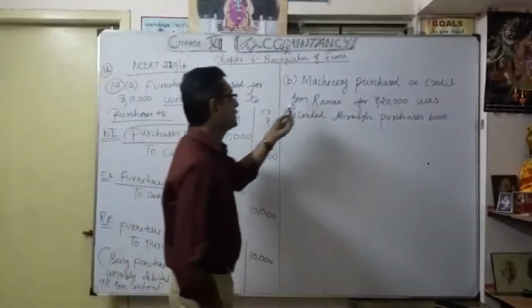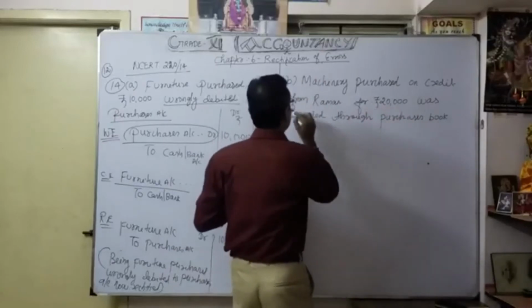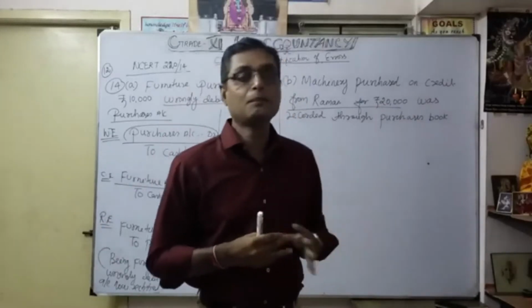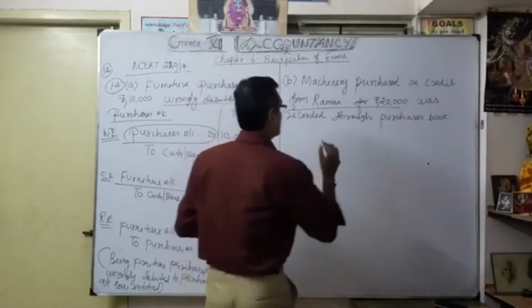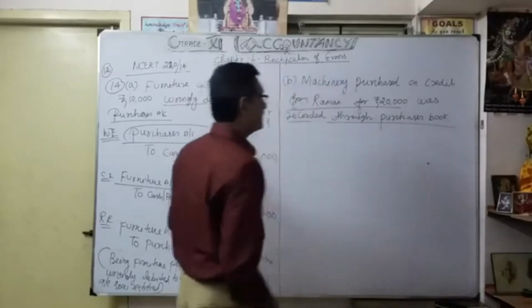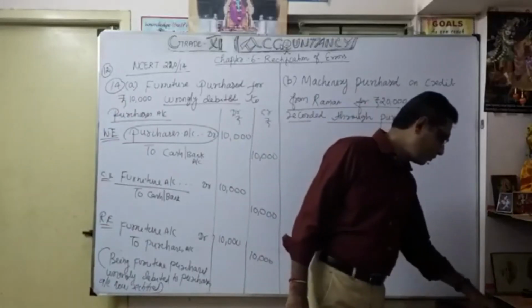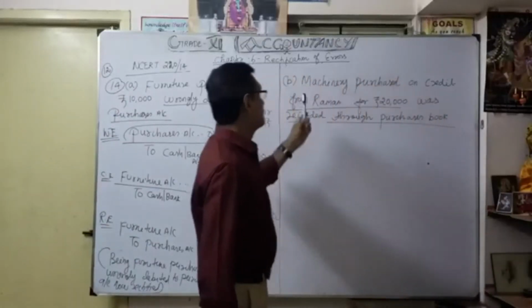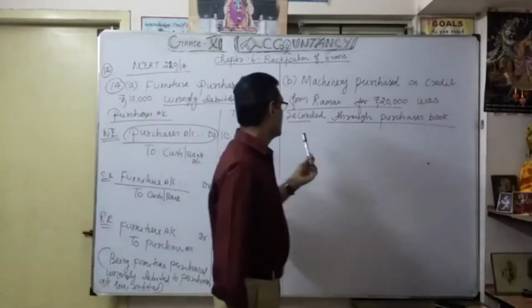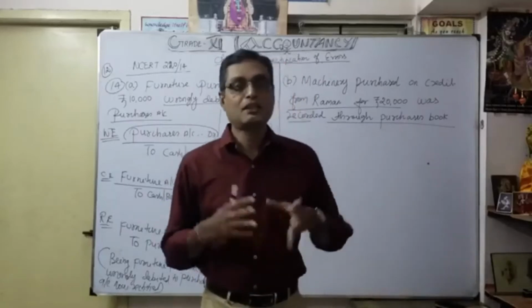Now move to the second one. Machinery purchased on credit from Raman. They recorded it as a credit purchase, but what they purchased was machinery. They recorded it through the purchase book, same manner, considering it purchases. Understood now? Very important entry here. Machinery purchased on credit from Raman for 20,000 was recorded through the purchase book. They considered it credit purchases, not asset.